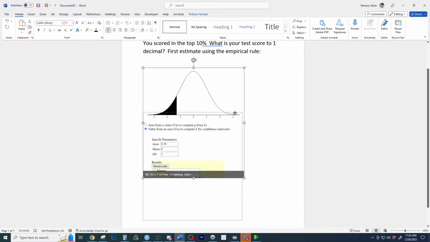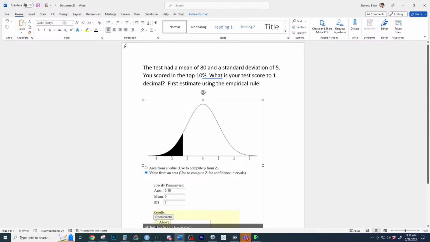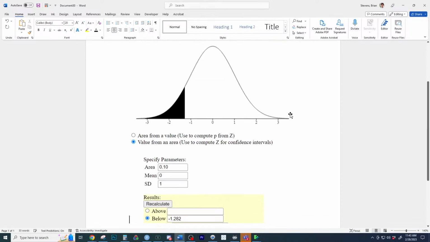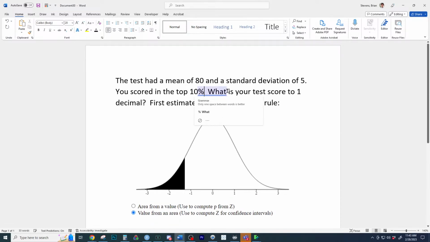Okay, I first want you to estimate using the empirical rule. So once again, we're doing empirical rule practice on this problem too. So don't worry about solving it yet. I first want you to estimate using the empirical rule.